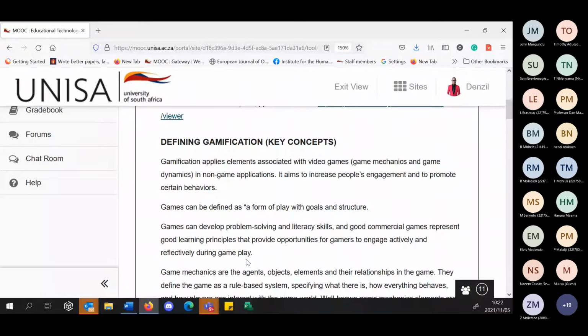So the first one is defining gamification key concepts. Gamification applies elements associated with, for example, video games, and the terminologies that I use: game mechanics, game dynamics, right? In non-game applications, it aims to increase people's engagement and to promote certain behaviors. So, for example, how do we encourage students to come into an online space?